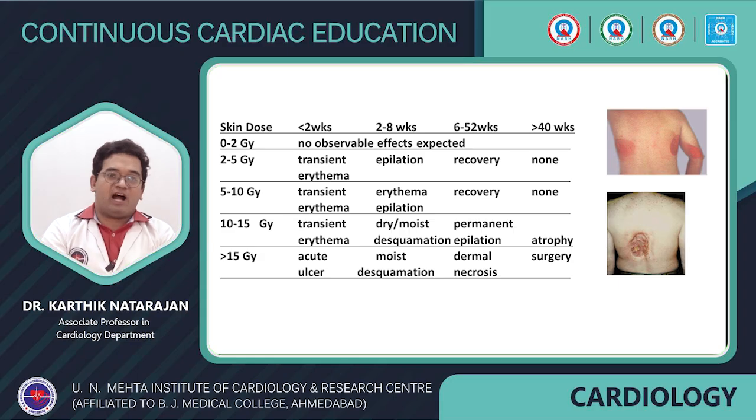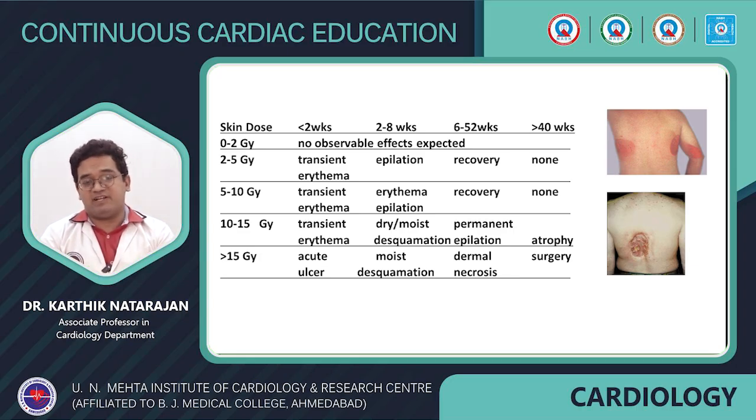This is a very common chart mentioned in most textbooks, where you have a relation between the total skin dose and the various times at which you have these skin manifestations. So generally speaking, anything above 10 gray can cause permanent damage and atrophy of the skin, and may also require surgery if it is more than 15 gray.